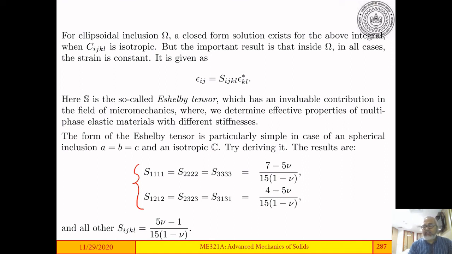That is the major result, and this constant strain depends on, of course, how much eigenstrain you have applied, but also on the properties of the matrix. It does not depend on the properties of the particle. This is the most important result for Eshelby's case, and for a spherical particle, these are the results.